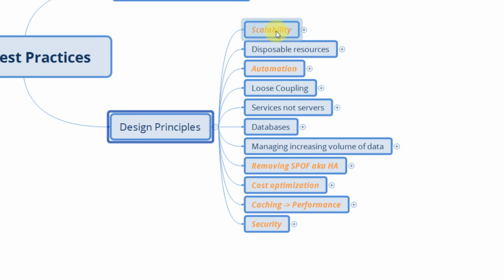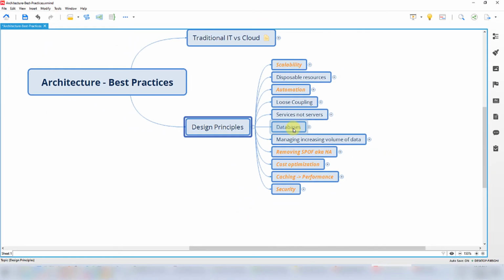The ones that are marked in orange are fundamental and core attributes of any architecture. The others are sort of design patterns in specific scenarios. So scalability, automation, high availability, cost optimization, performance, and security are core attributes. Disposable resources, loose coupling, using serverless and thinking services, and managing increasing volumes of data are general guidelines. And as for databases, there are some specific design patterns to look at when figuring out your database architecture.